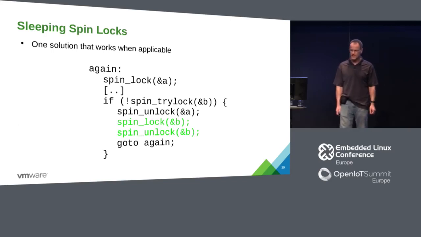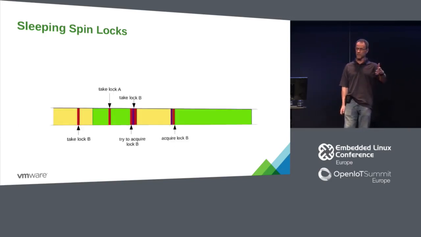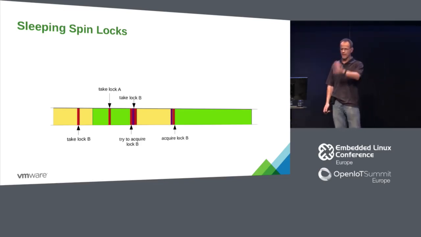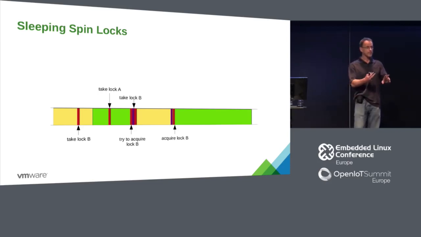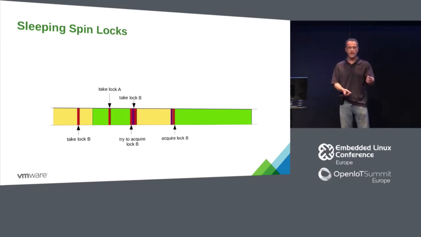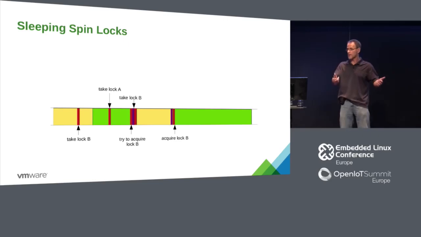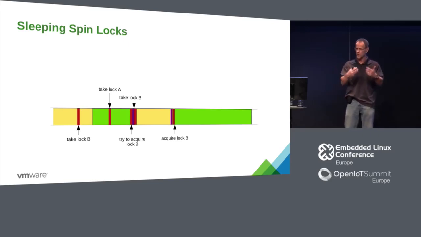So how does that work? The first task gets B, and then you grab A. So you try to get B, and you don't get it. OK, so what do you do? You release A, and then take B again. No, so you're going to block. You're almost guaranteed to block now, because you tried B and it's not there. If you preempted the guy, you're guaranteed to block.